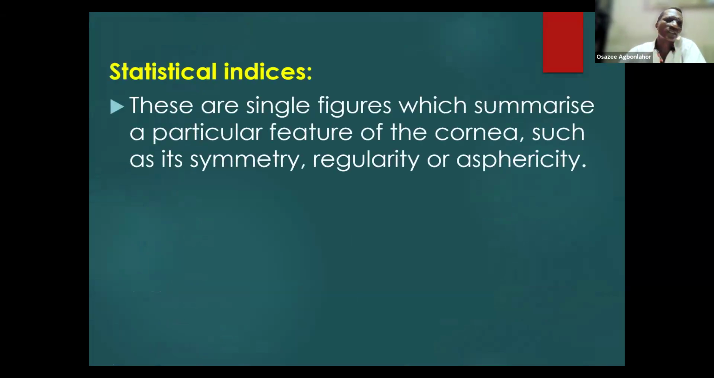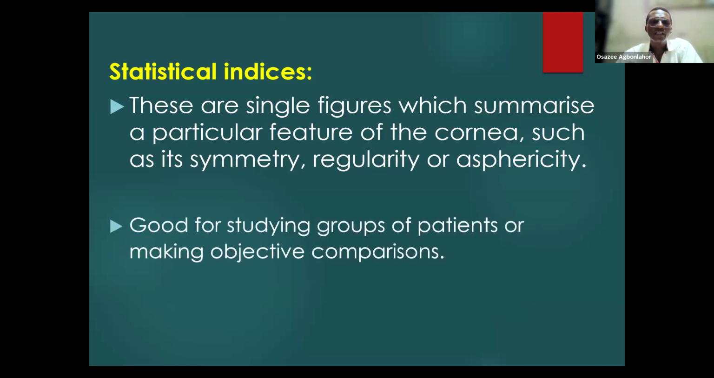Of course, we also have some statistical indices. In every printout, you must have some form of statistics based on normative data. There are single figures which summarize a particular feature of the cornea, such as the symmetry, regularity, and asphericity. These are good for studying a group of patients and making comparisons.